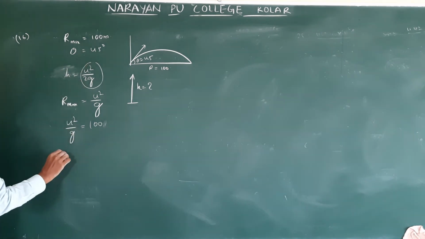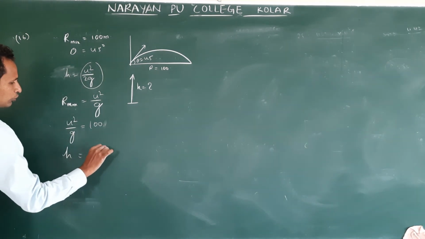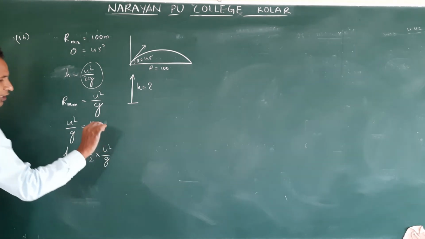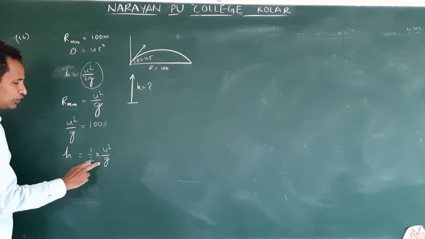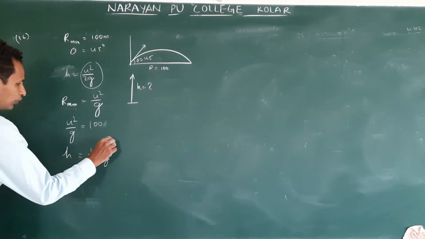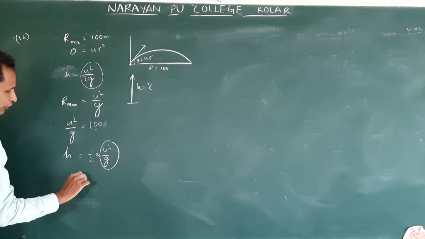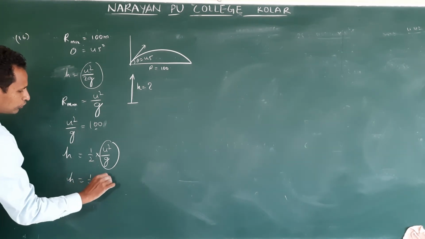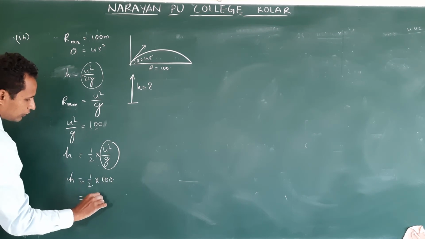So H I can write as 1 by 2 into U square by G. Any objection? 1 into U square, 2 into G, 2G. So what is U square by G from R max? 100. Then H is equal to 1 by 2 into 100. And this is 50 meters.